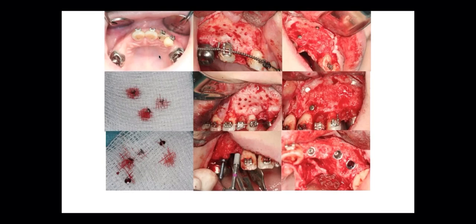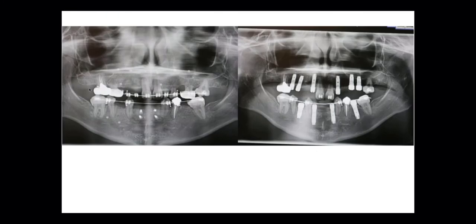On the upper right and the upper left, the same thing. We waited like 8 months. Then we removed everything again after. So this was before and this is after. This is the right side. This is the left side also. This was before and this is after. And the implants were placed on both sides.